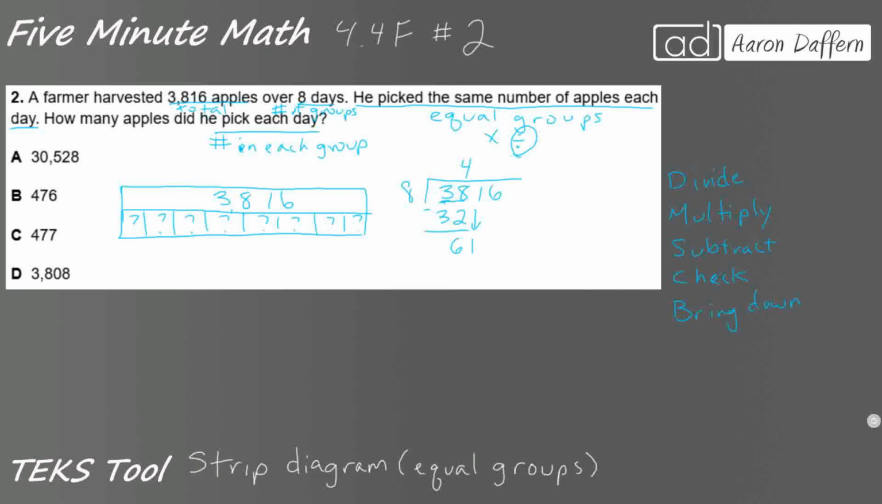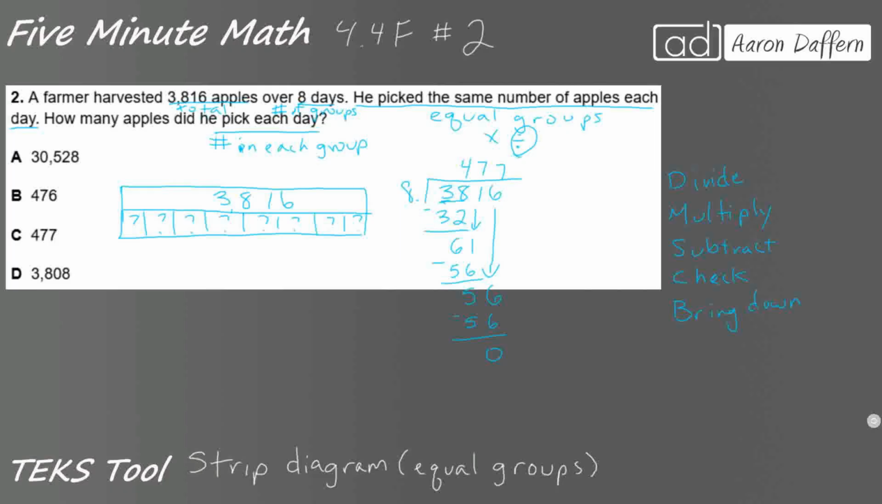8 goes into 61 how many times? Well, 7 is going to get me close. 8 is going to be too much. 8 times 7, we multiply, 56. Subtract, that's 5. Yes, 5 is lower than 8. We bring down one more time. Start all over. 8 divides into 56 7 times. 7 times 8 is 56. There's nothing left over, so there's no remainder. There's nothing left to bring down, which means I'm done.